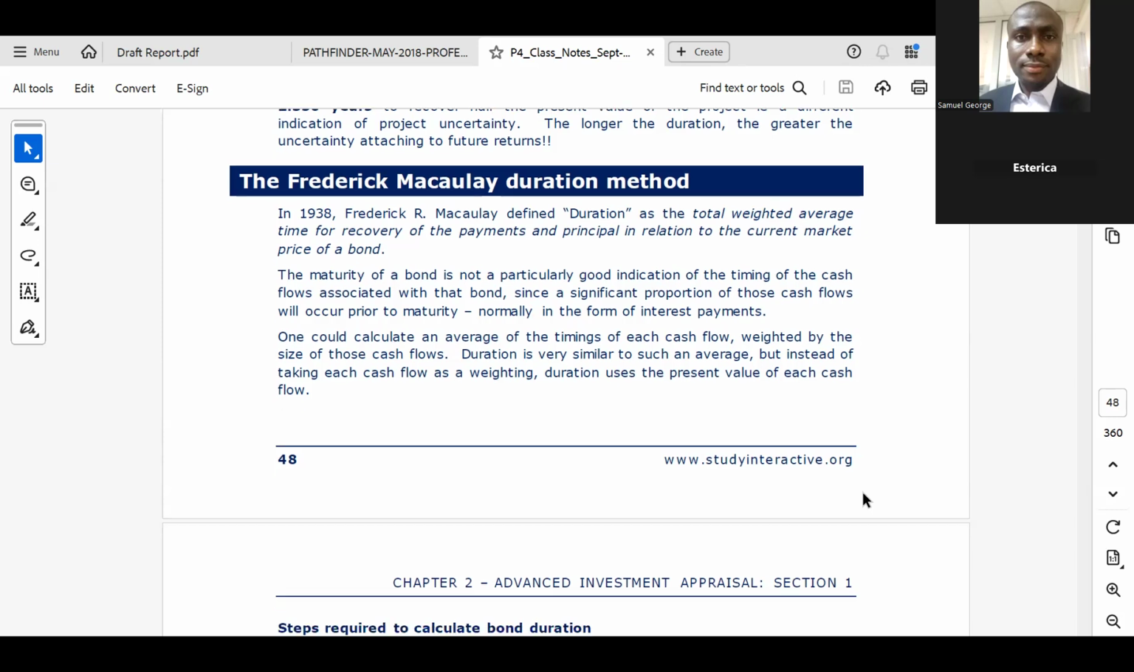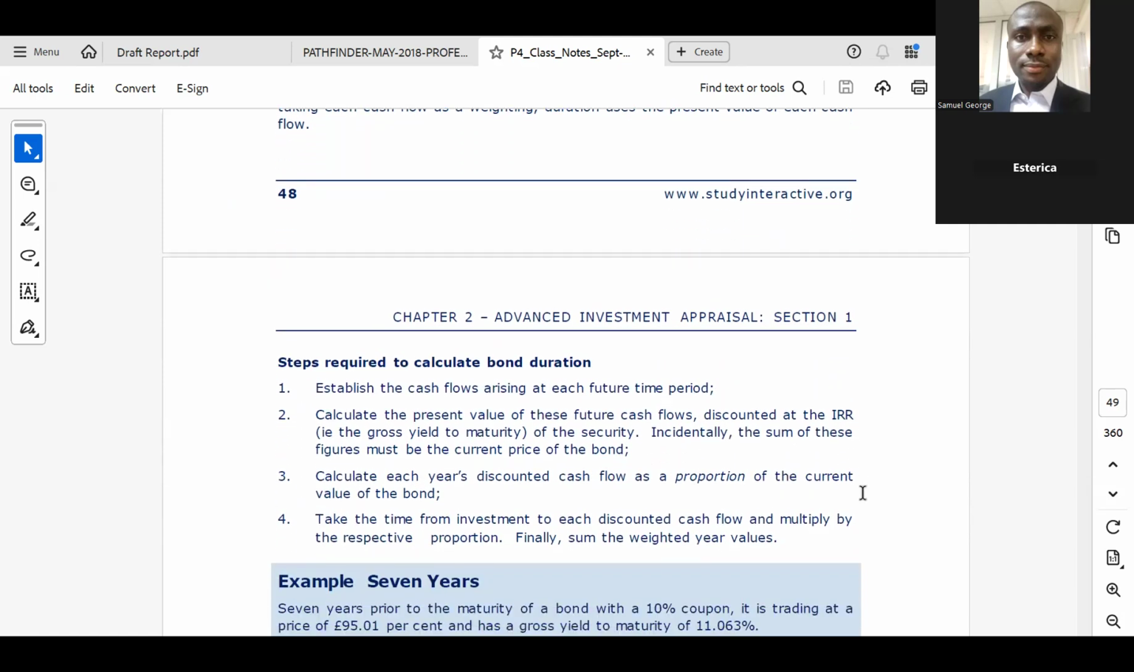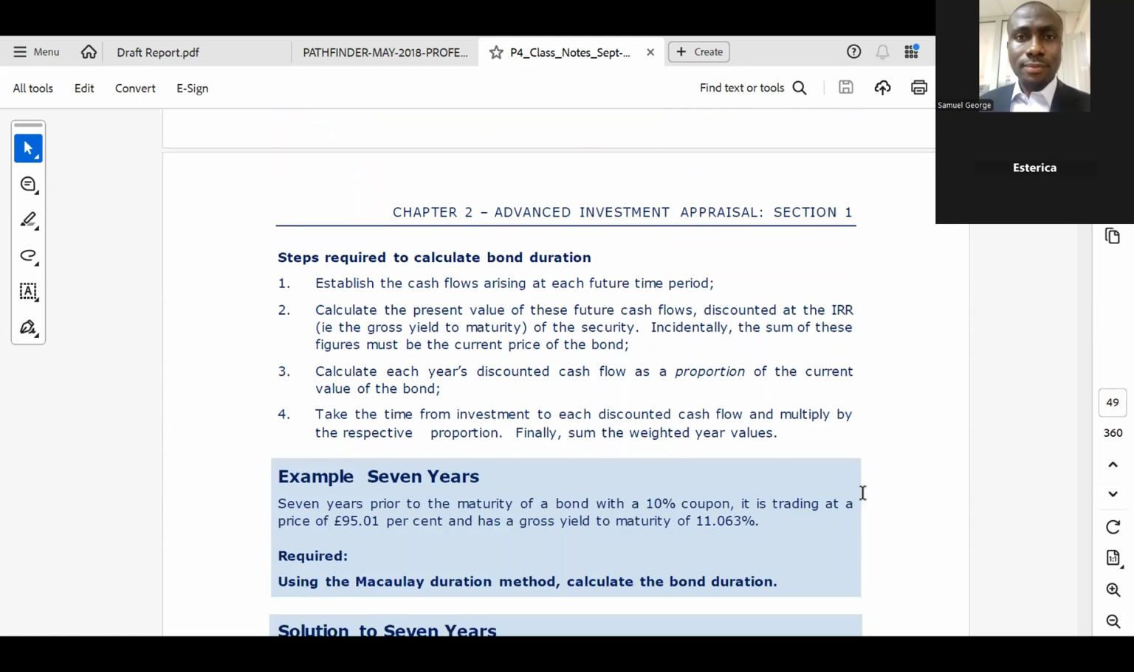Now, that is it. Please try to read it up. I want you to pay attention to the steps. You can see the steps required to calculate bond duration. Step one, establish cash flows arising at each future time period. That is the cash flow attached to the debt, the future cash flow attached to the debt.